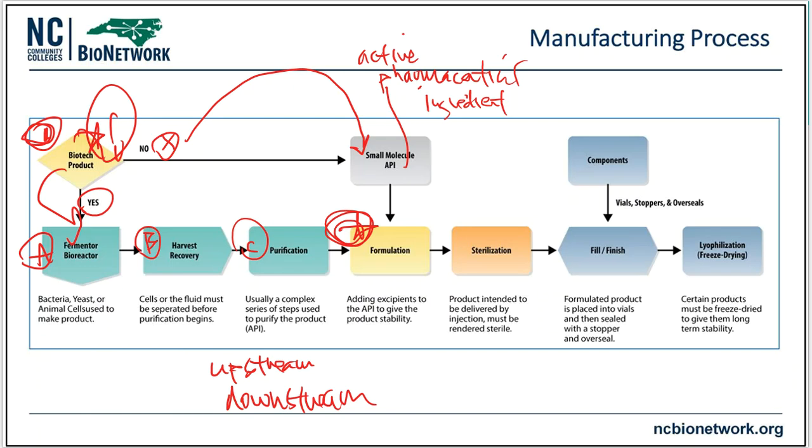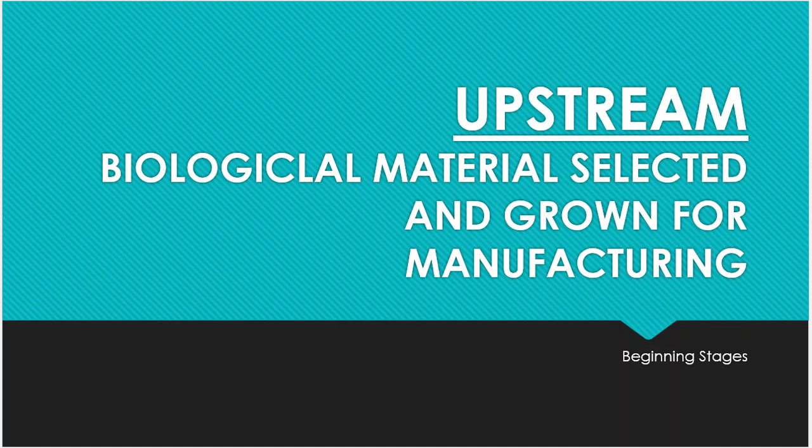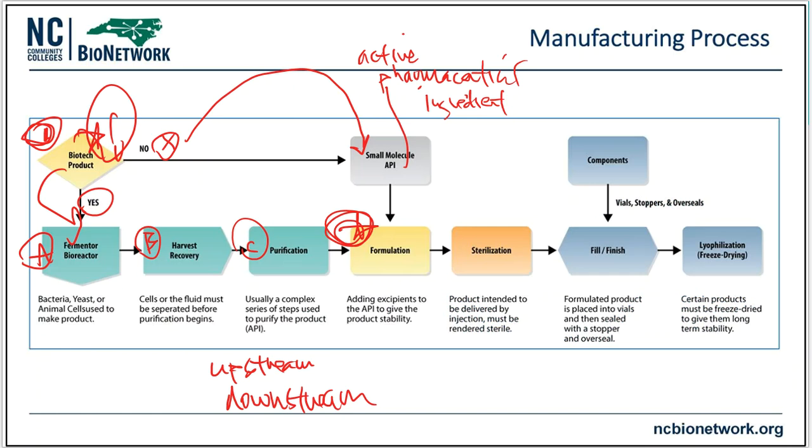So the first thing that I want to introduce you to is a term, and I told you two terms are coming up. One is upstream and one is downstream. So I need to introduce you to, ta-da, upstream. All right, so upstream basically means biological material selected and grown for manufacturing. That's what upstream is. And I will say that out of the entire manufacturing flow chart that you're seeing here, upstream is the smallest portion. It represents the smallest piece of the flow chart, but it's very important because if I don't do this the right way, everything else fails.